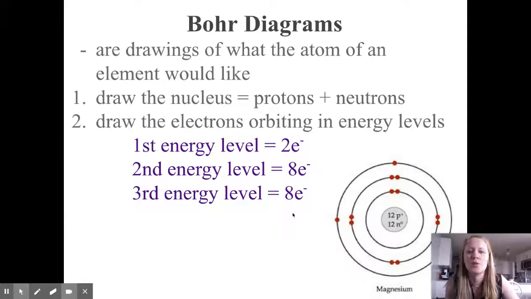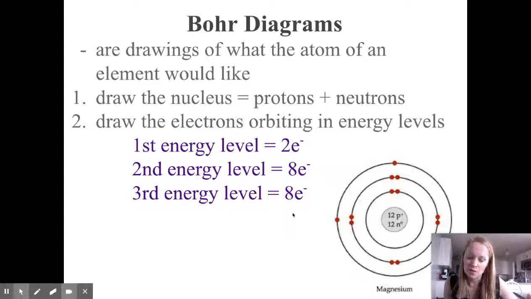Okay, so Bohr diagrams, what they are is they're basically just a drawing of what an atom of an element would look like. So they need to include the following. You need to include a nucleus, which includes your protons and neutrons and how many there are of each. And then we also need to draw our electrons that orbit around at energy levels.